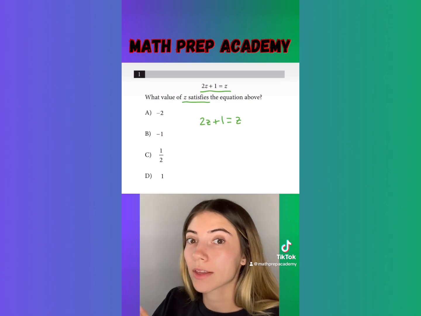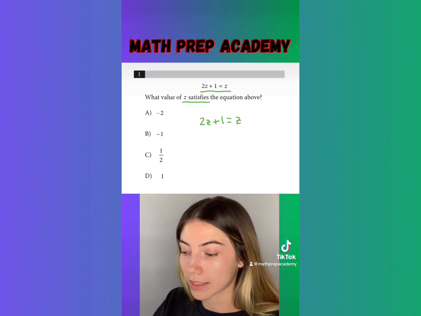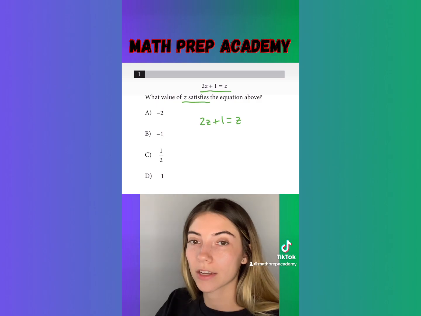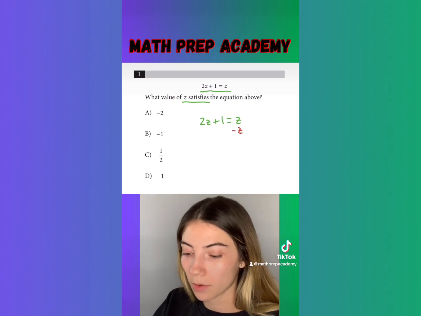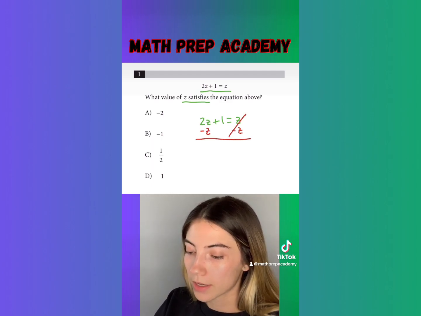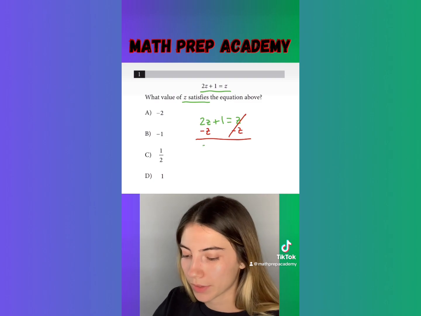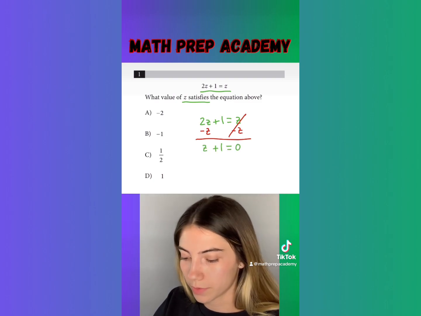So we can move everything with z to one side, everything without a z to the other side. So to get rid of the z on the right side, we can minus z. If we do it on that side of the equal, we have to do it on this side of the equal. z minus z cancels out. And what's 2z minus z? 1z. Plus 1 is equal to nothing, so 0.